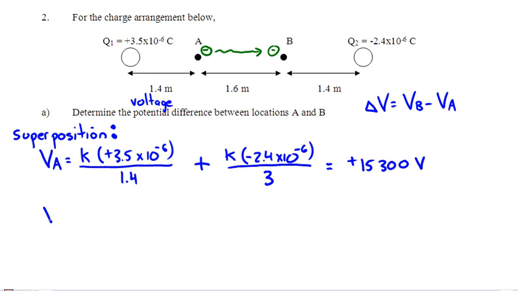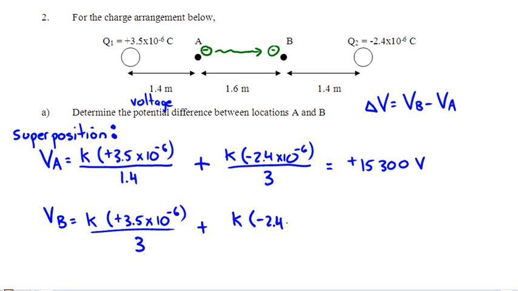The voltage at B, also superposition, we would be going K. It looks almost identical. Positive 3.5 times 10 to the negative 6, all divided by, okay, well now how far is B away from Q1? That'll be 3 meters. And then we superimpose, we add on the other voltage, negative 2.4 times 10 to the negative 6, all over the distance here, 1.4. Okay, I ran those numbers ahead of time. They are totaling up to negative 4,900 volts.